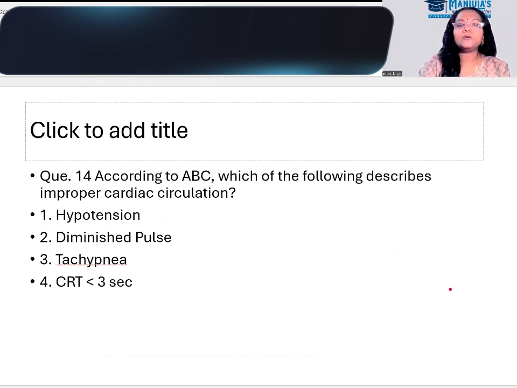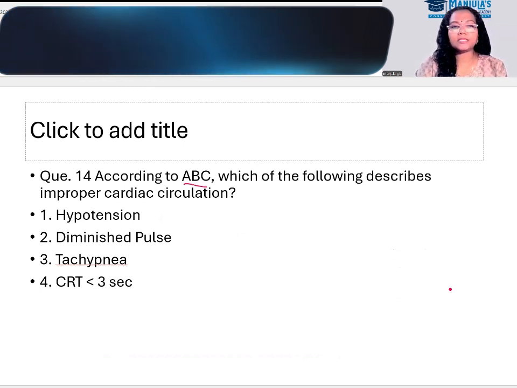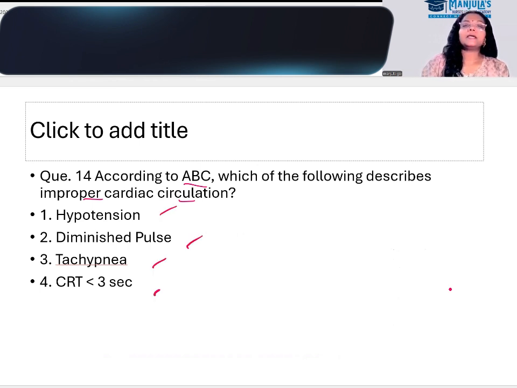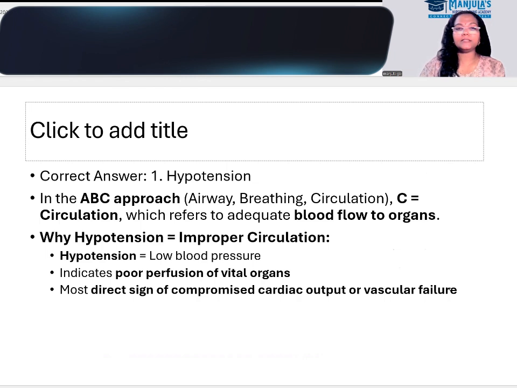Next question, according to ABC, which of the following describes improper cardiac circulation? Hypotension, diminished pulse, tachypnea, capillary refill time less than 3 seconds. So you know what is ABC, right? Airway, breathing, circulation. So accordingly, the answer is 1, or hypotension. Here we are talking about circulation, or C, which refers to the blood flow to the organs.